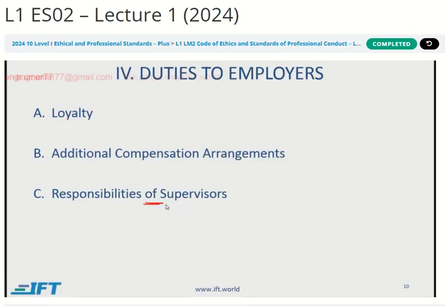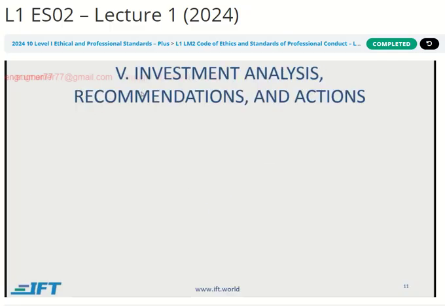If so, you must make reasonable efforts to ensure that anyone subject to your supervision or authority complies with the applicable laws and the code and standards. Again, this connects back with standard 1A, where if there is a conflict between the applicable law and the code and standards, then we go with the stricter interpretation. Standard 5, investment analysis, recommendations, and actions.